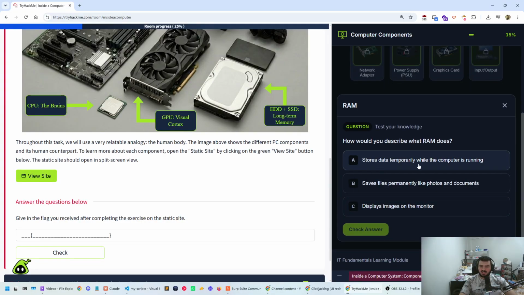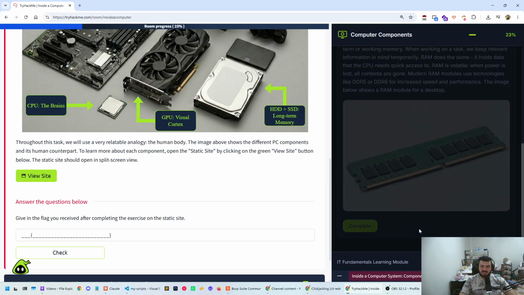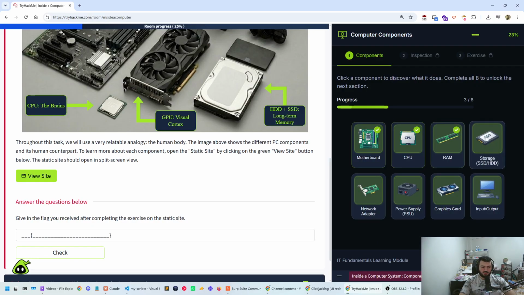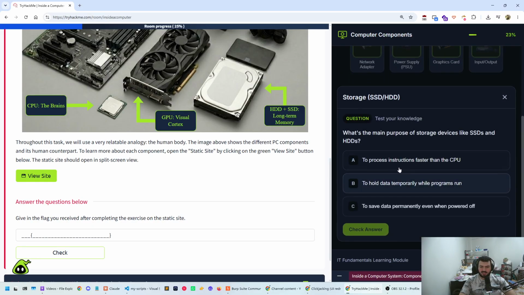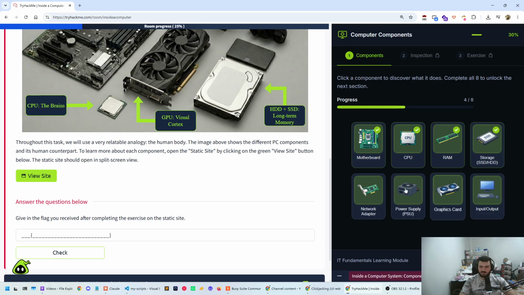So RAM stores data temporarily while the computer is running. That's what it does. It is random access memory. When you turn off your computer or restart, it is going to lose all of the information inside of it. But on the other hand, it is much faster than regular storage, like SSD or HDD. So saving data permanently even when powered off, that's what storage is for.